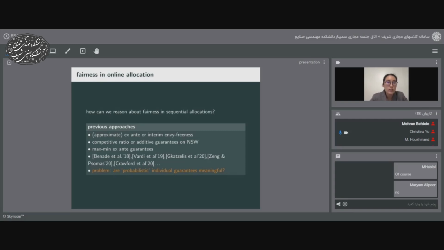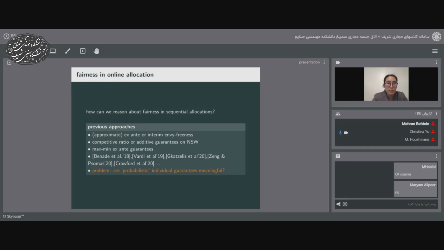One is to look at some notion of ex ante envy freeness, and think of ex ante to be this notion of before the realization happens. If I just look, in expectation across all sample paths, at the expected allocation, how do we look at envy freeness with respect to that expected allocation? Another approach is to get competitive ratio or additive guarantees on this Nash social welfare. Another approach is to look at this max-min style of guarantee, but typically also ex ante.